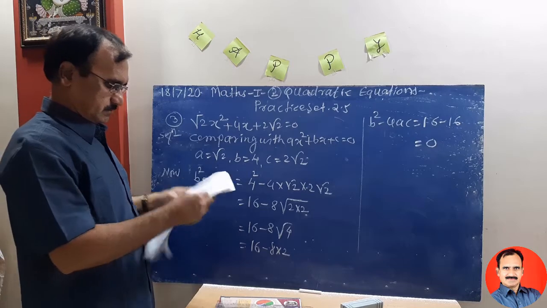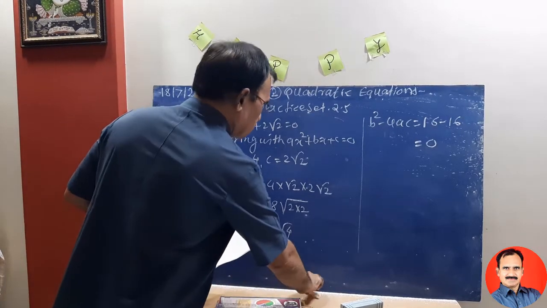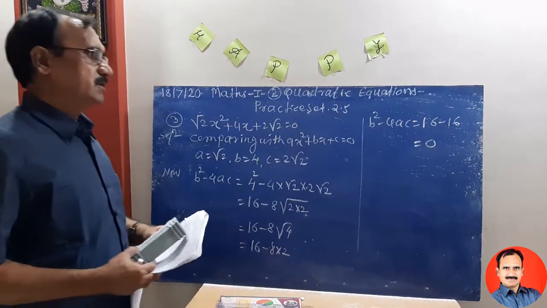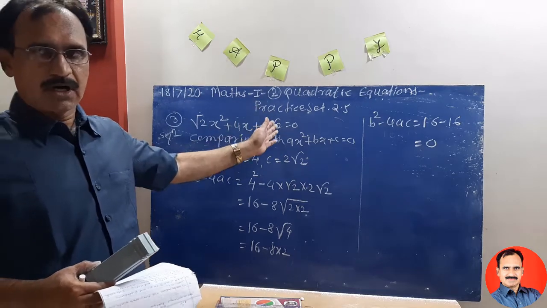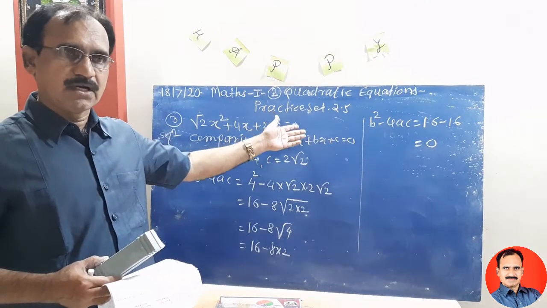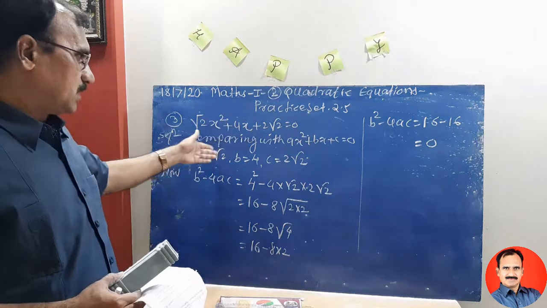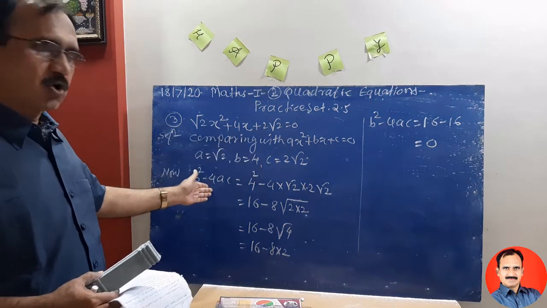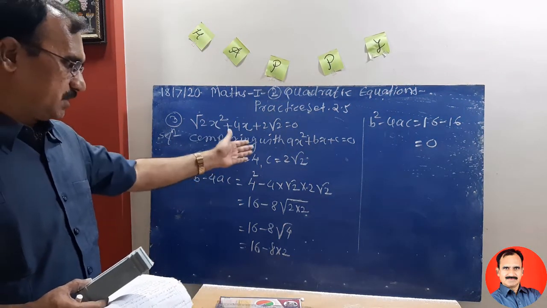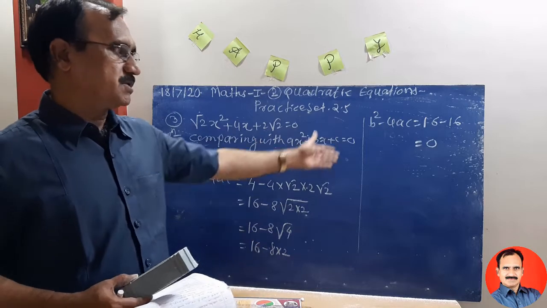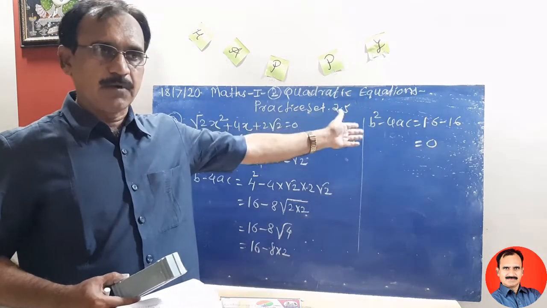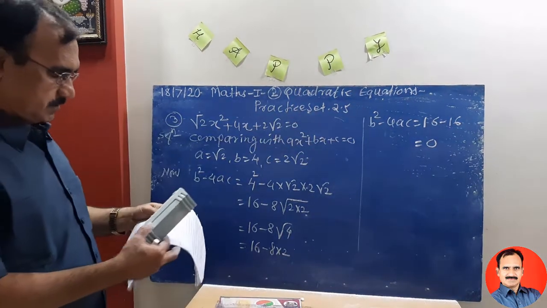This is very easy. If the quadratic equation is not in standard form, convert it into standard form, write the values of a, b, c. This is the formula of the discriminant, b square minus 4ac. Put the values. After calculation, you will get the value of the discriminant of the given quadratic equation.